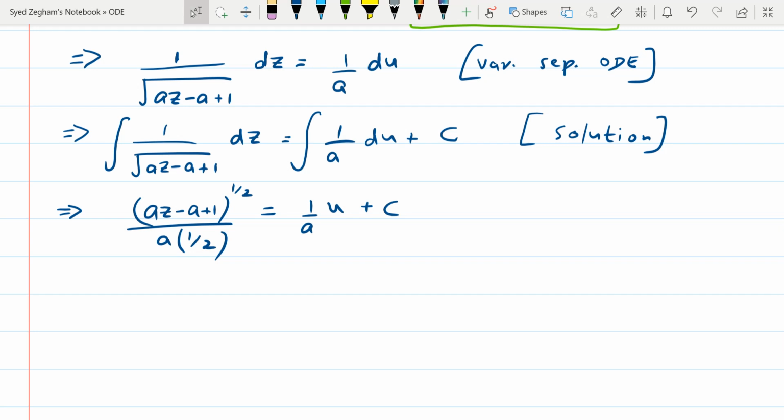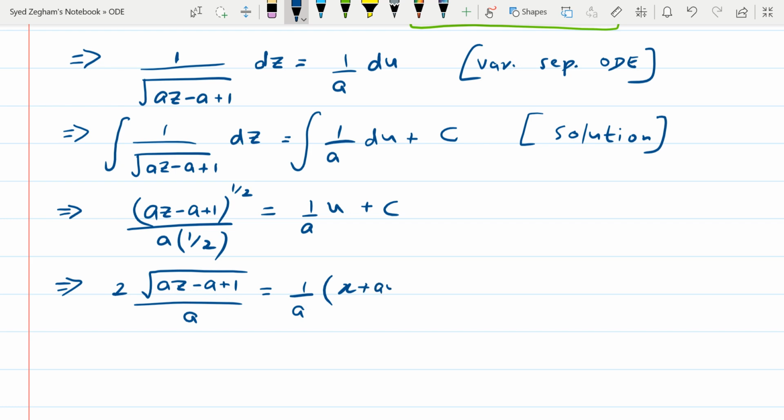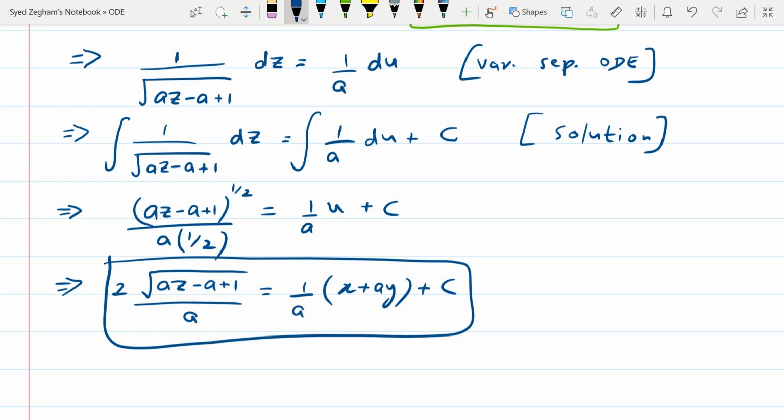And always remember that our final answer should be in terms of x and y, of course, because you have put u is equal to x plus ay. Okay, so in the final step, you have to put back the original value of u. So this will give us az minus a plus 1, power half means square root, divided by a by 2, so 2 we can keep in the numerator, is equal to 1 by a u, that was x plus a y plus c. So this is basically our required complete solution.